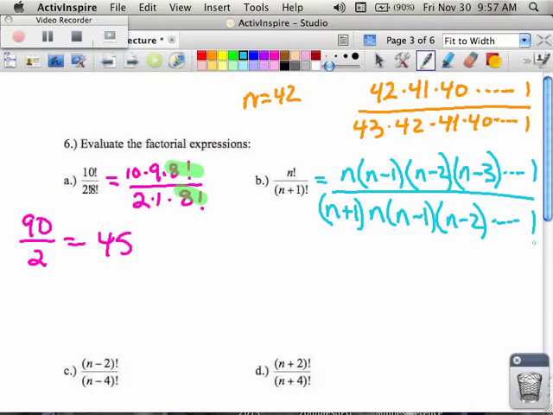The whole point of this, though, is to notice that everything reduces out, starting with the n's. And so all that's left is the thing on the bottom, which is the n plus 1. And on the top, when we're multiplying, the number that's left over is a 1. So the answer is 1 over n plus 1.